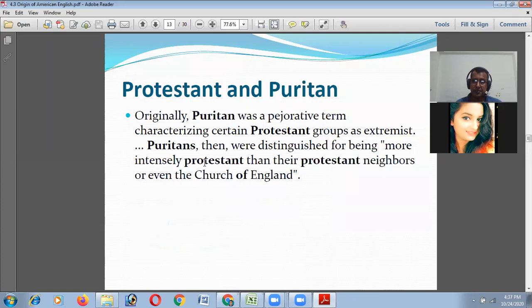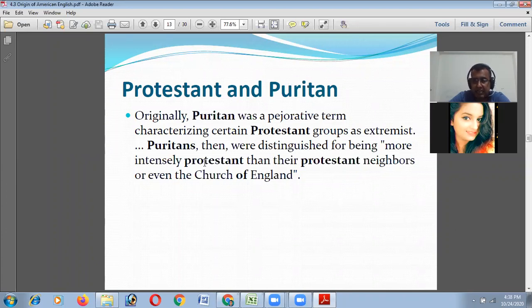And who are the Puritans then? Puritans were a pejorative term characterizing certain Protestant groups as extremist. From the Protestant group, some are very much dogmatic in their ideals, and they want to purify Catholicism with their Protestant dogmatic idea of Christianity. These are called Puritans. So at the time of Queen Elizabeth, Queen Mary, these Puritans were persecuted.